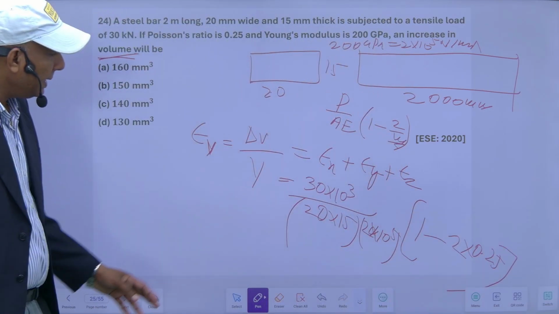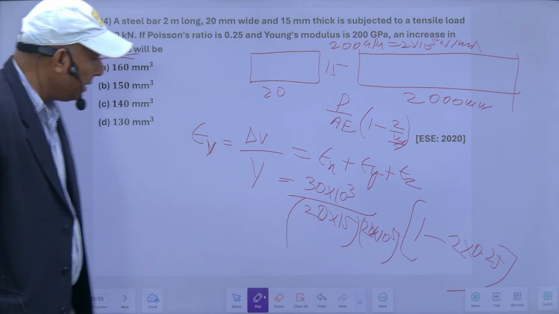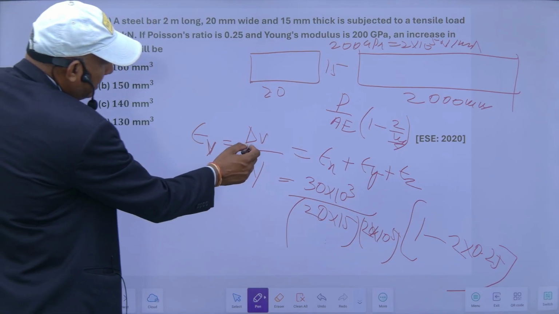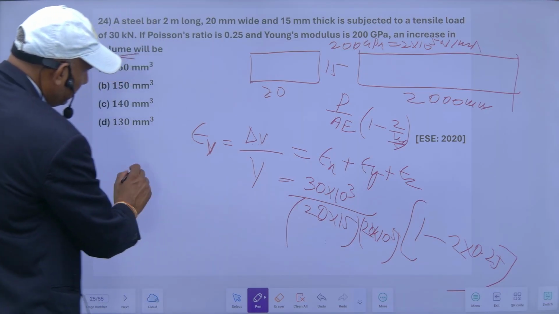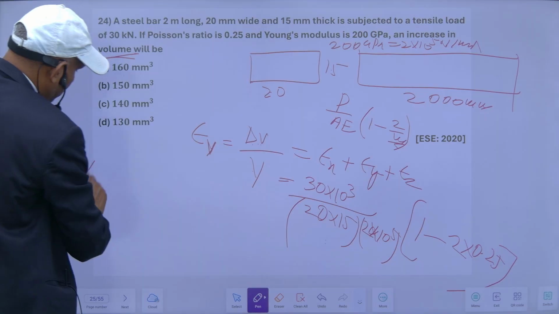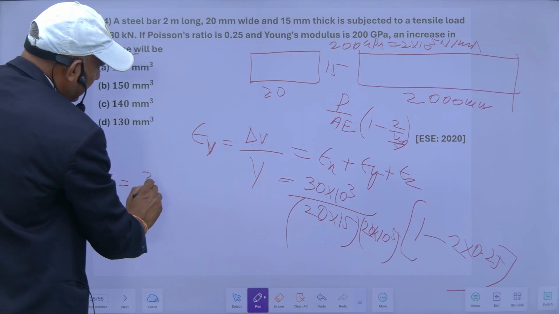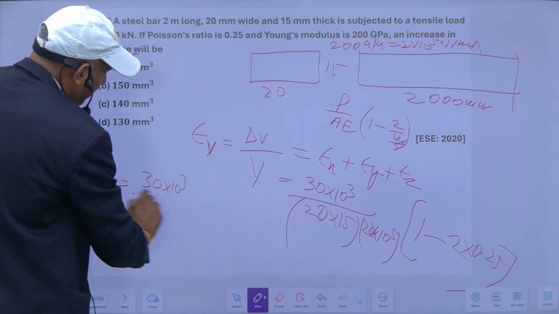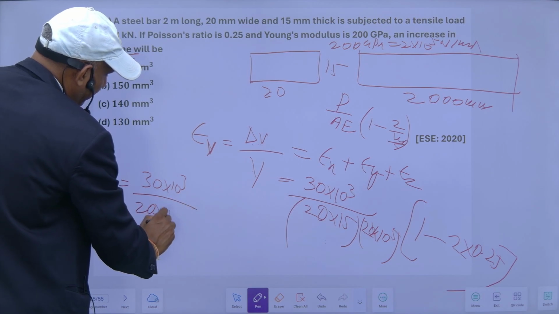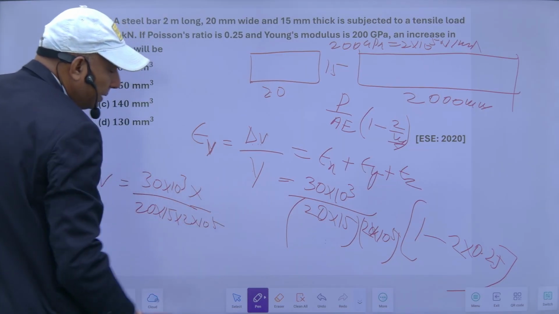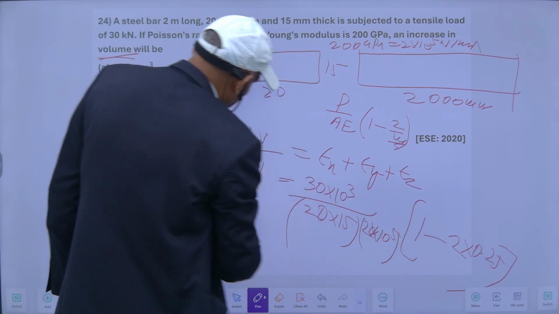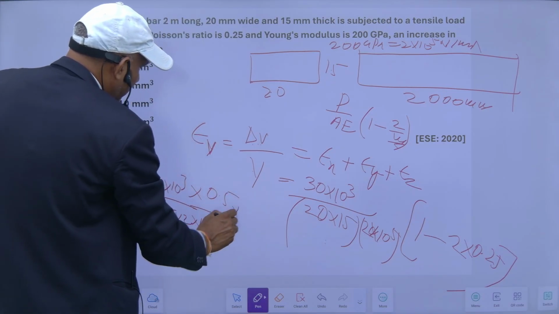So this will be my volumetric strain. This change in volume will be equal to this multiplied into volume. So this is 30 into 10 raised to the power 3 upon 20 into 15, 2 into 10 raised to the power 5, and this will be 0.5. So this will be 0.5 into volume.